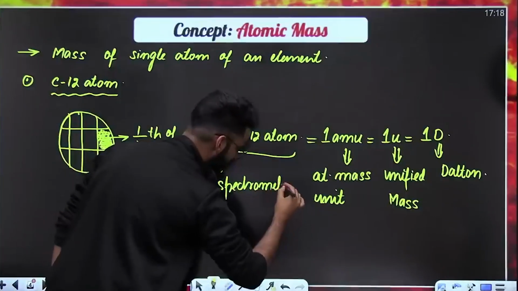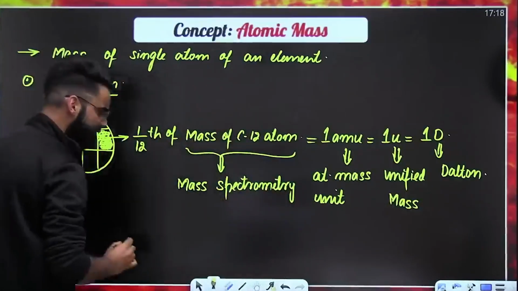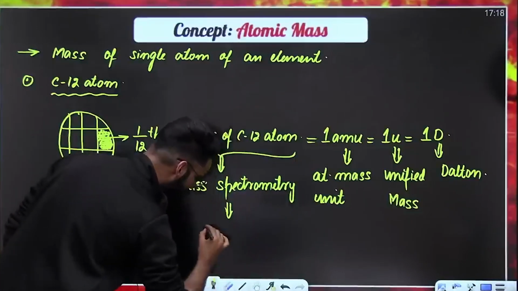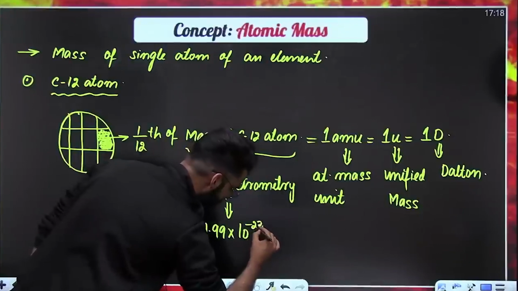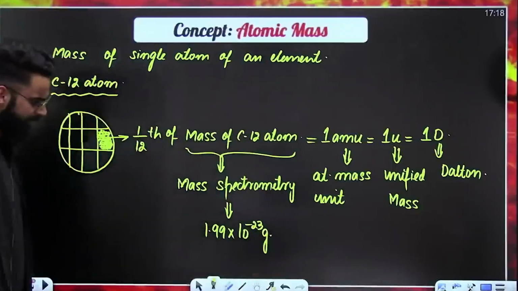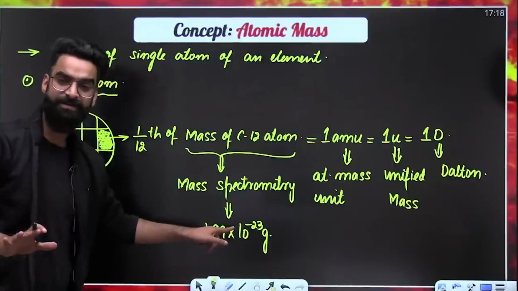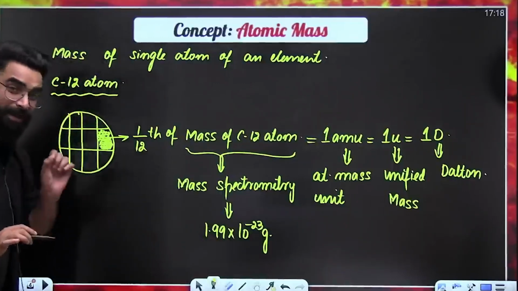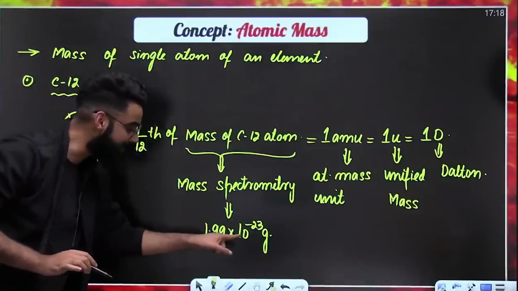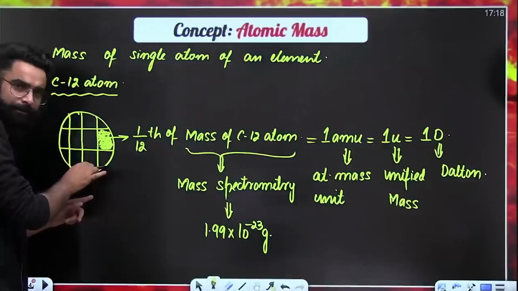By using a technique called mass spectrometry, what did scientists do? They calculated the mass of a whole carbon-12 atom, and it came out to be 1.99 × 10^-23 grams. If I ask you, is this the mass of a whole carbon-12 atom? Absolutely, this 1.99 × 10^-23 grams is the mass of a whole carbon-12 atom.